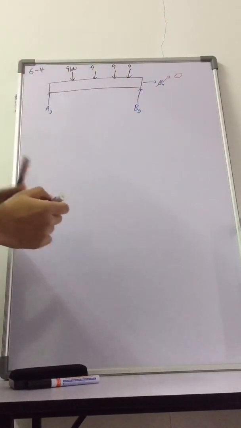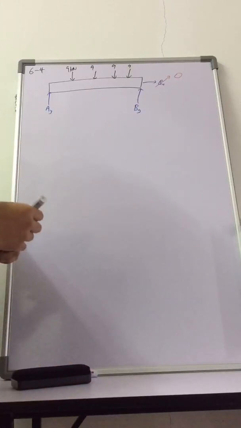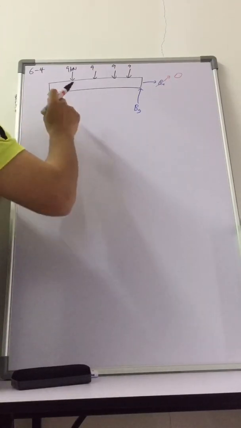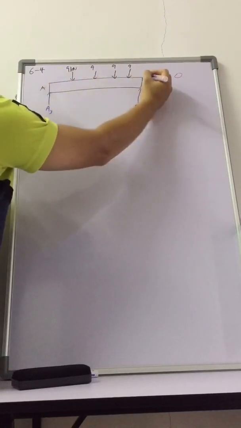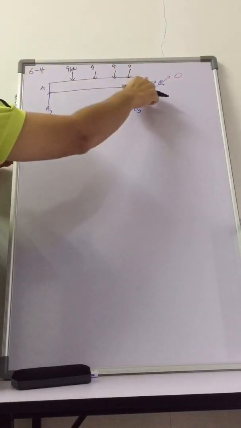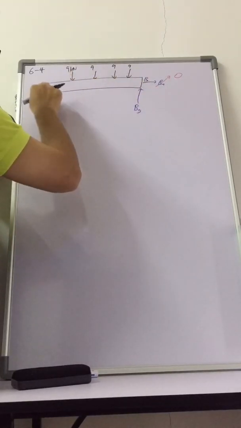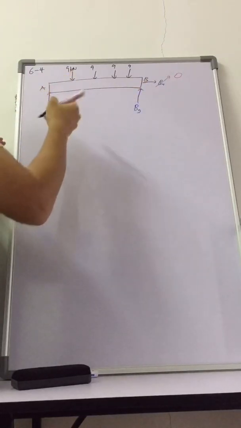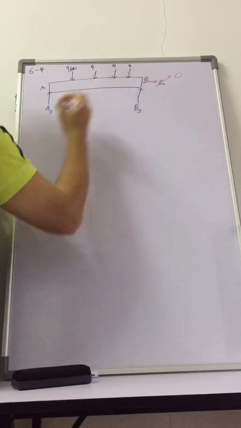So how to find Ay and By? You can use whatever you think is correct, but one thing that we have learned in statics is that you can take the moment about A or B. Let's say this is point A and this is point B. If you take moment about point B, you will find Ay, because you eliminate the unknown By. If you take moment about A, you will find By, because you eliminate Ay. Let's say we want to find Ay first, so we take the moment about B.